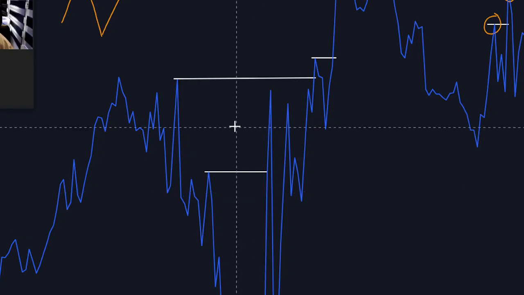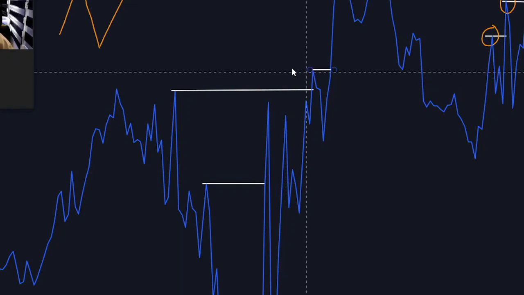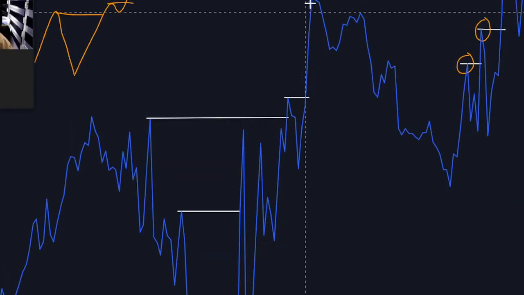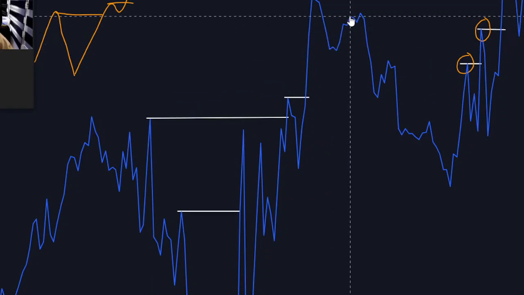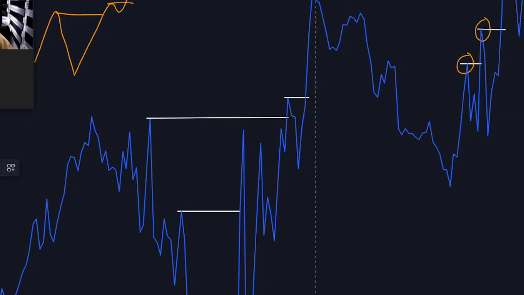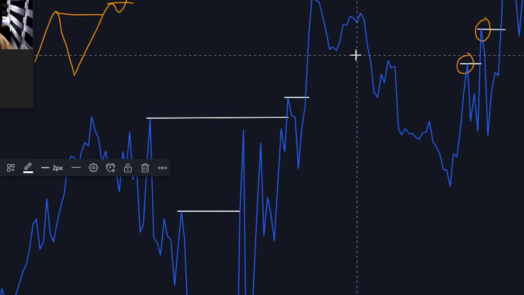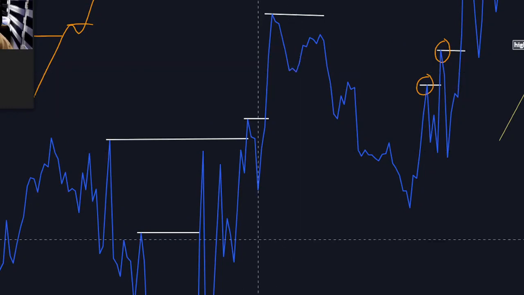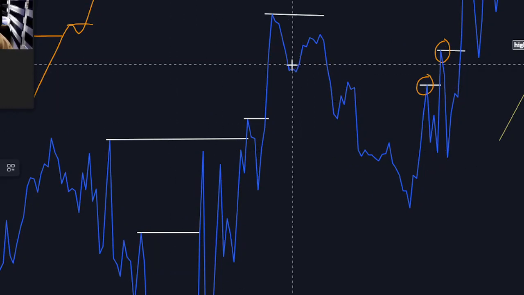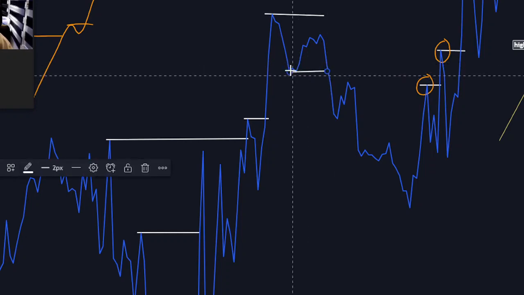Can you see what's happening? It kept breaking the highs, the topmost, if you want to call it that. Then it went here, came down, went up. It did not break this high. Then it made a lower high. Can you see? It made a lower high. Then it came down and broke this low.